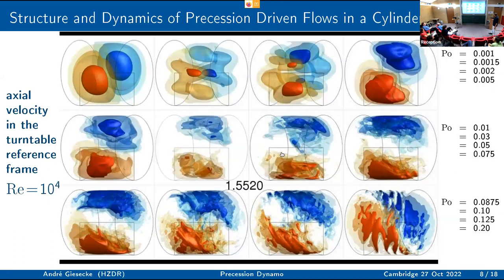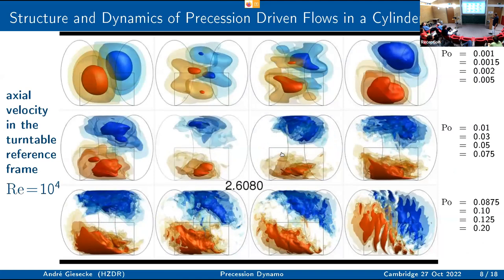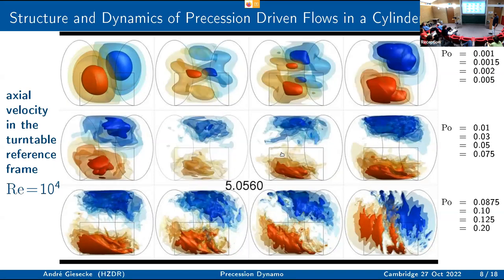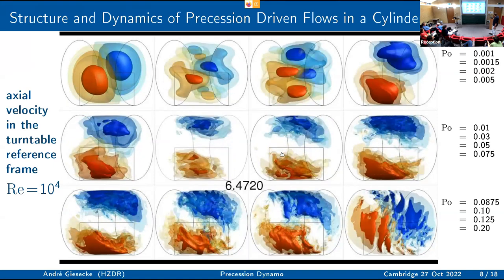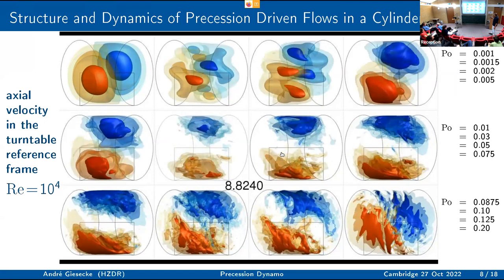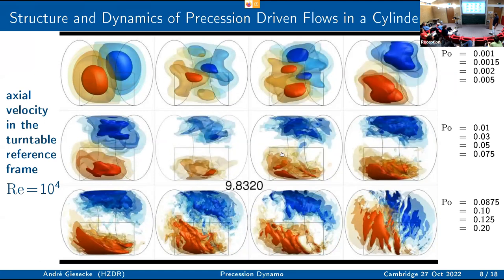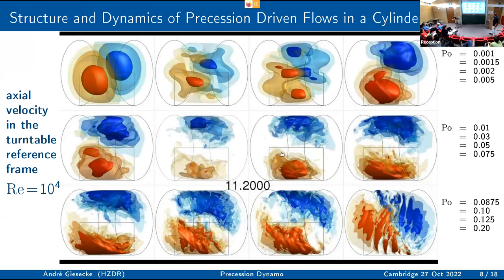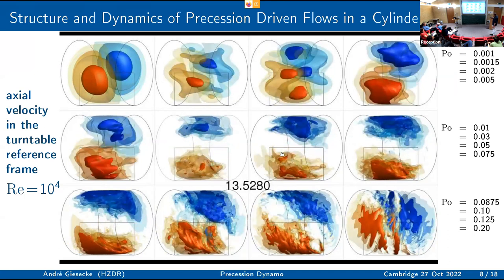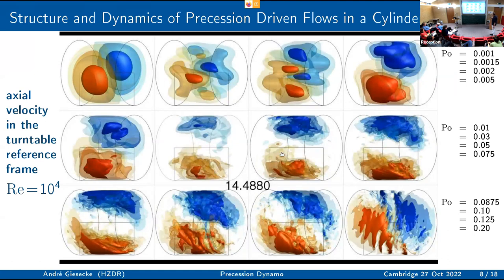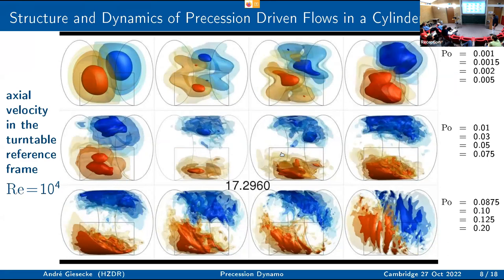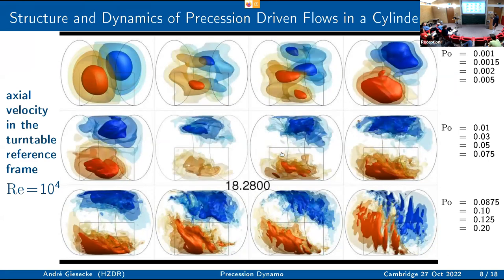If you consider different forcings, typical velocity fields for various precession ratios, which are parameterized by the Rossby number here, they look like this. This is for fixed rotation, but for increasing precession and forcing. So we see the structure becomes more and more complex and maybe slightly turbulent, but in any case, we have some kind of wave-like motion.